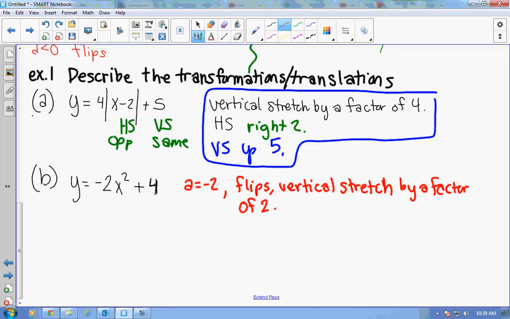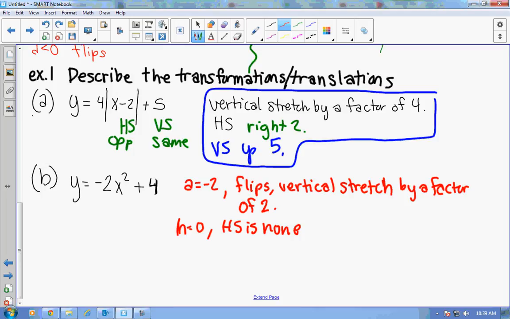Okay, fingers in the air. What is H? What is H? Caesar and Landon have it. What is H? H is 0. There's nothing in parentheses with the X. So H is 0, which means the horizontal shift is none. There is no horizontal shift.